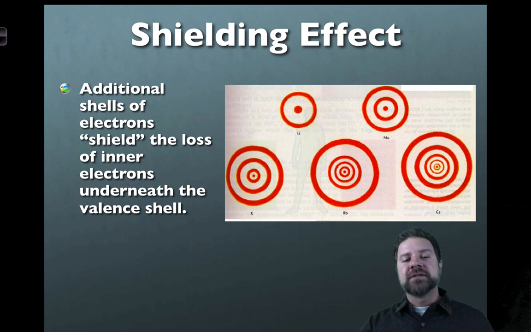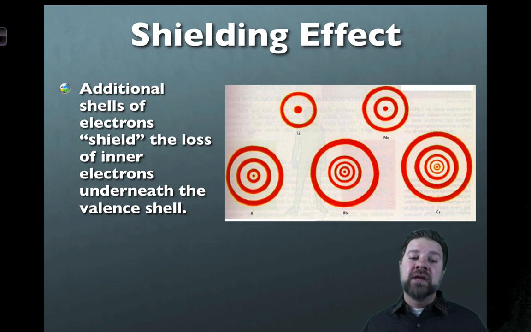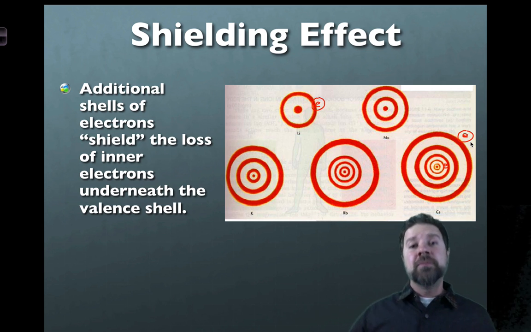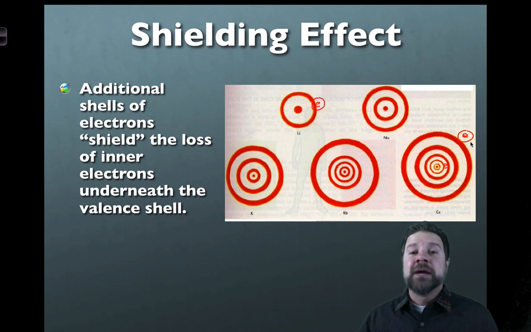The additional shells of electrons on the outside of an atom shield the loss of inner electrons underneath the valence shell. So I want you to imagine that an electron is floating right here on this atom. It's going to be pretty easy to snatch it off. It's sitting right there on the outside. But then I want you to contrast that with an atom like this, cesium, where an electron's on the outside. Again, it's going to be very easy to grab it, but imagine we were trying to grab that electron from underneath all these shells. That would be like me putting $1 on a t-shirt and putting on 4 jackets and saying, can you reach my dollar? And it'd be very hard because I have 4 jackets preventing you from reaching it.